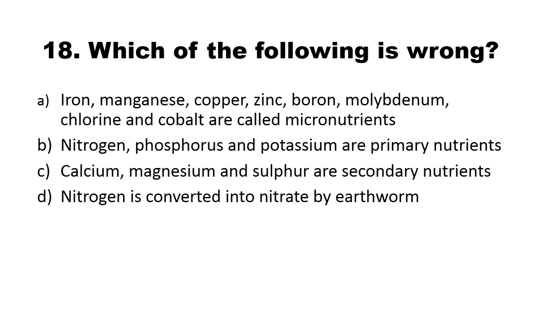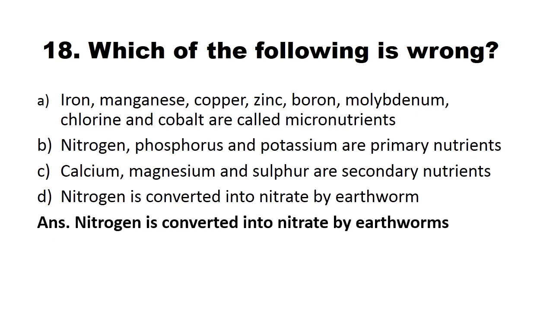Question number 18. Which of the following is wrong? Option number A, iron, manganese, copper, zinc, boron, molybdenum, chlorine, cobalt are micronutrients. Nitrogen, phosphorus, potassium are primary nutrients. Calcium, magnesium and sulfur are secondary nutrients. And nitrogen is converted into nitrate by earthworm. The right answer is option number D.